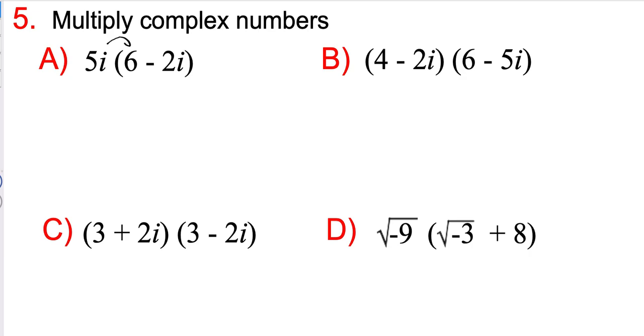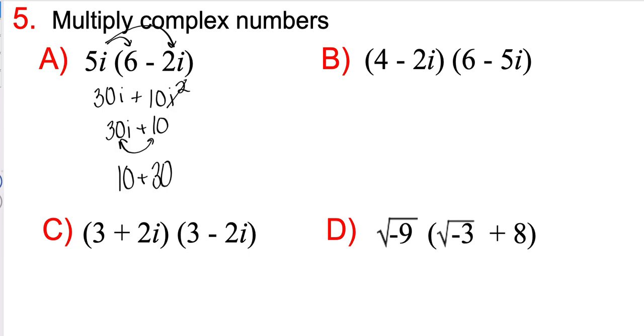So this one, the 5i is going through here. 5 times 6, that's 30i. 5 times 2, that's minus 10i squared. Then we have to remember, what can we simplify? Well, I see an i squared there. Cross that off because it switches to a negative 1, and then you flip the sign of the number that it's attached to. And then we have 30i plus 10. That's not done because we have to flip-flop these around because it's got to be a plus bi. So 10 plus 30i. That is the correct answer.